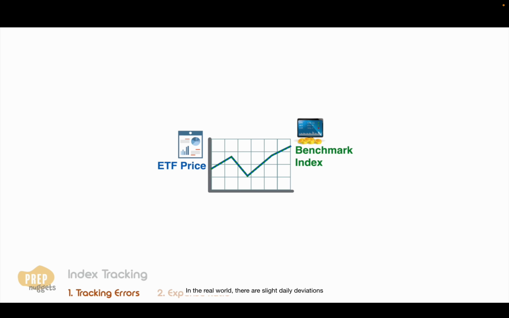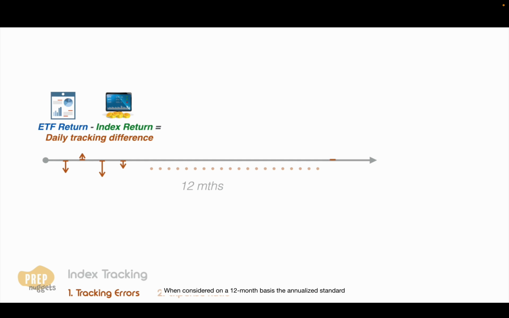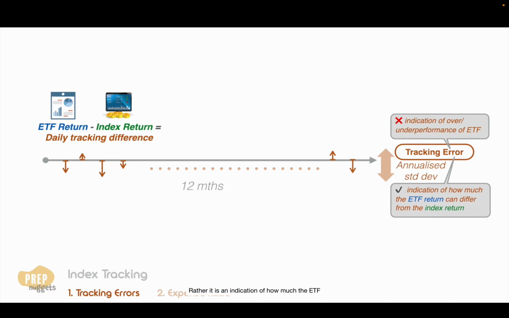In the real world, there are slight daily deviations of ETF returns as compared to the benchmark, which can be positive or negative. When considered on a 12-month basis, the annualized standard deviation of the daily ETF returns from the benchmark returns is an important measure known as tracking error. To be clear, tracking error does not indicate under or overperformance of the ETF against the index return. Rather, it is an indication of how much the ETF return can differ from the index return on a daily basis.